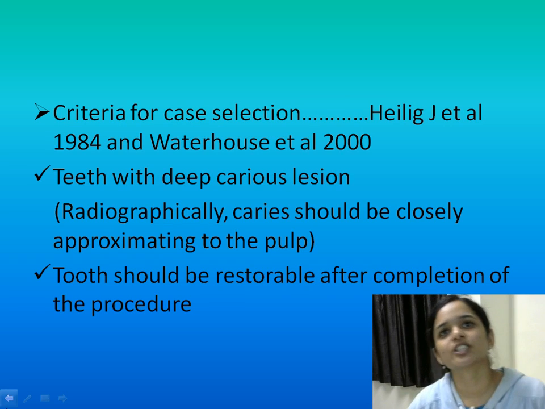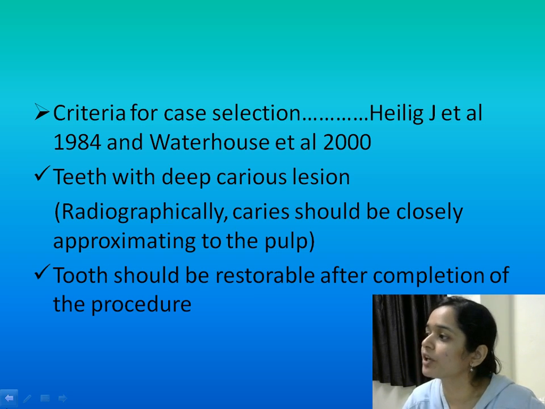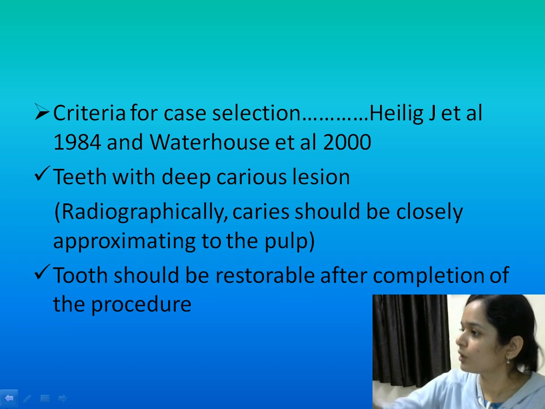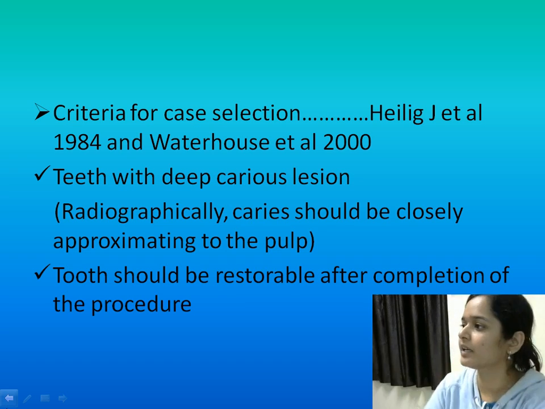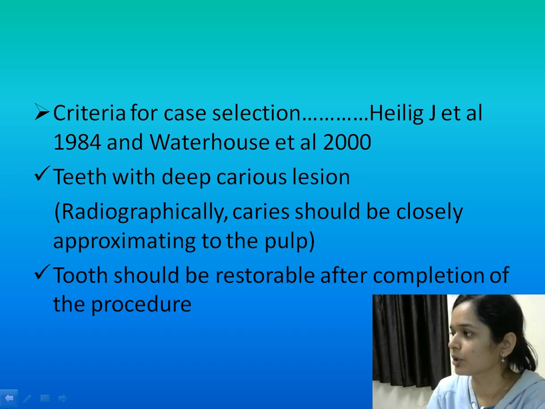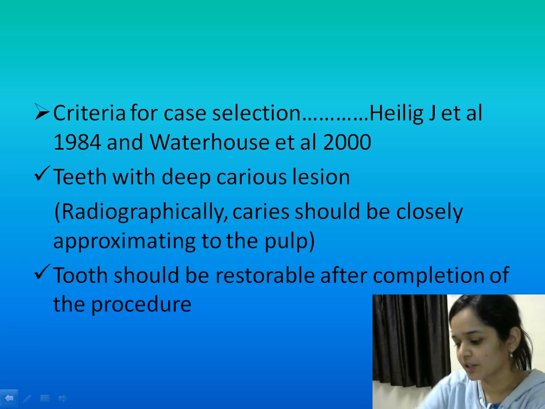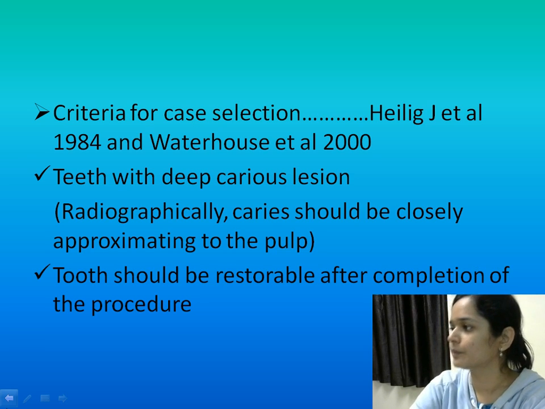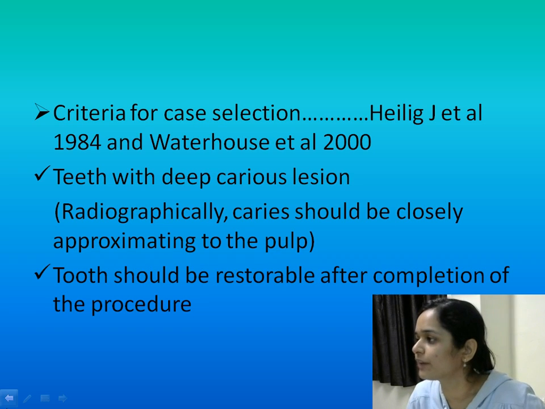Criteria for case selection were given by these authors. Teeth with deep carious lesion: radiographically, the caries should be closely approximating but not involving the pulp. If it is frankly involving the pulp radiographically, then it is going to be irreversible pulpitis in the radicular pulp also. If there is frank involvement, the radicular pulp is not going to be healthy, because the bacteria have already reached the coronal pulp. So bacterial toxins have reached the radicular pulp, right? So radiographically the caries should be closely approximating the pulp, but not frankly involving the pulp.